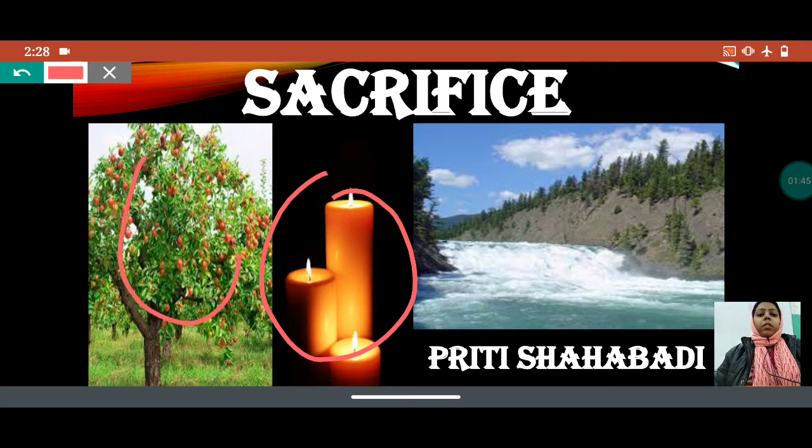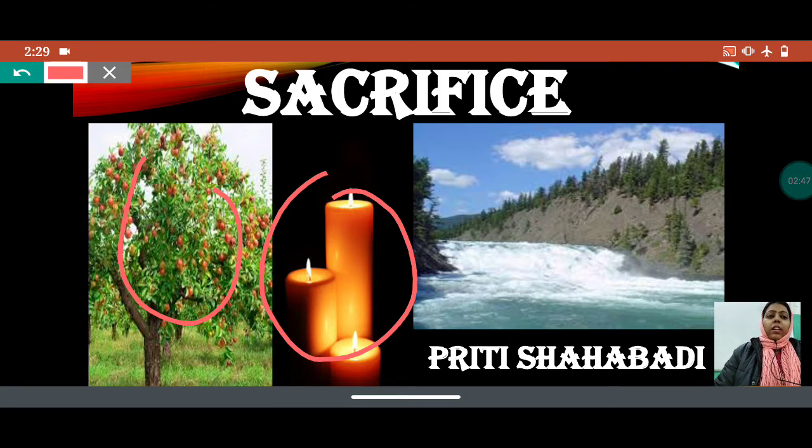Then we can see in the picture a tree. This tree sacrifices its branches, its fruits, its flowers. We pluck the flowers for decoration purposes, we take the fruits to feed ourselves, and we take the branches to fulfill our daily basic needs. So a tree also sacrifices itself. Then a river sacrifices its water, we use the water of the river. So this is nature. Nature sacrifices so many things for us, so that we remain in benefit. So it takes a lot of courage to sacrifice for others.